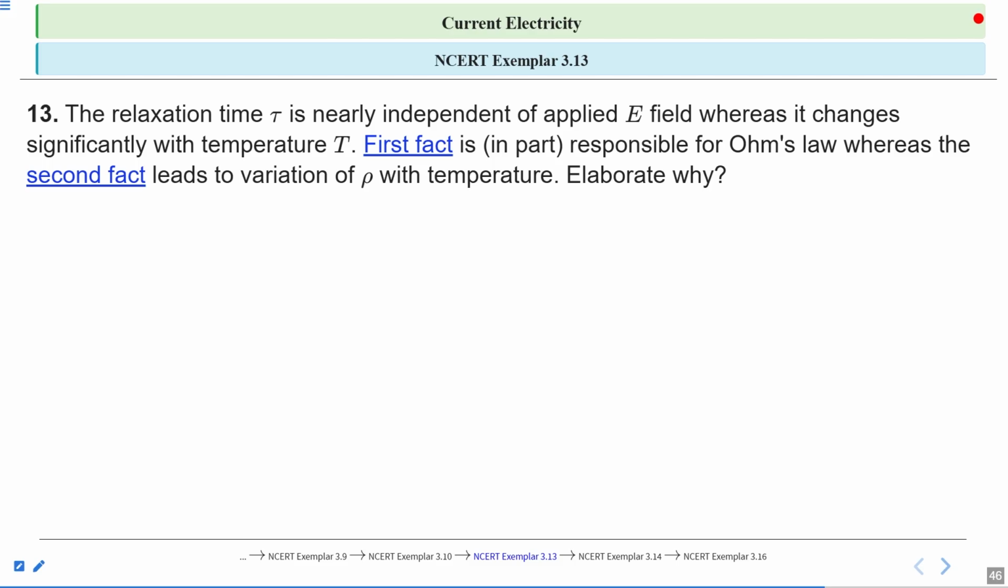Next question: the relaxation time tau is nearly independent of applied electric field E, whereas it changes significantly with temperature T. So the first fact is responsible for Ohm's law, whereas the second fact leads to variation of rho with temperature. Elaborate why. So I will give you some time.